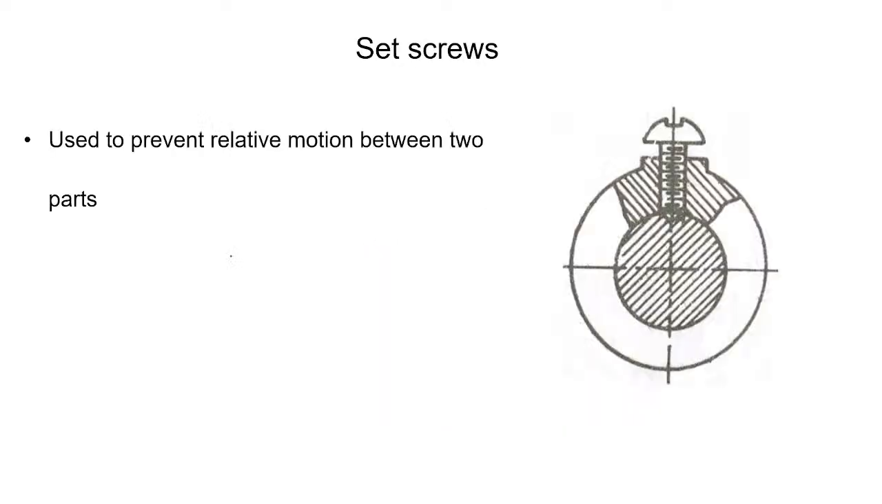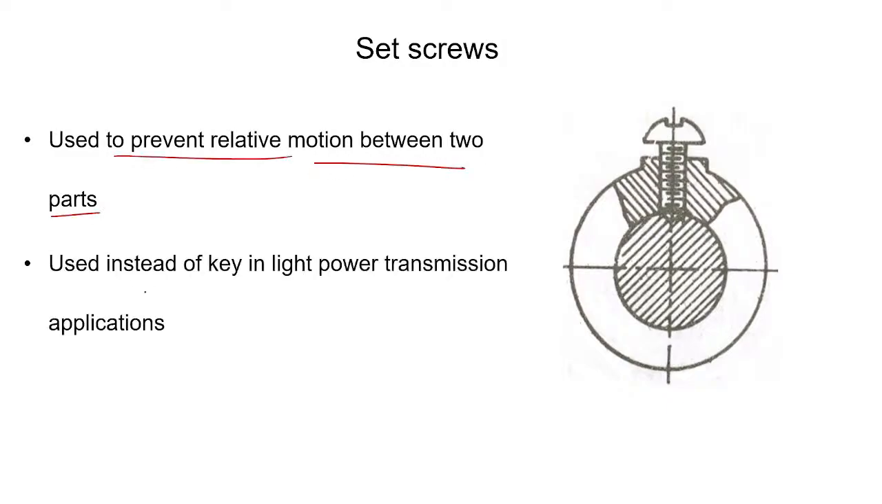Set screws. It is used to prevent relative motion between the two parts. And instead of a key, it is used in light power transmission, in light duty applications.